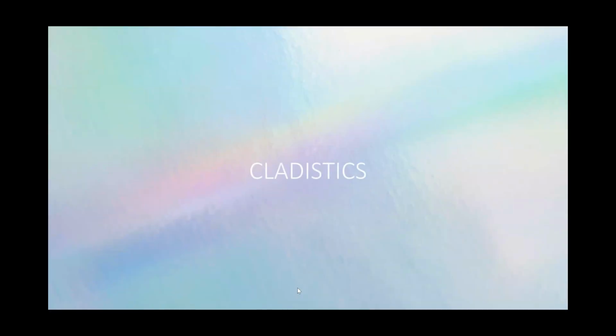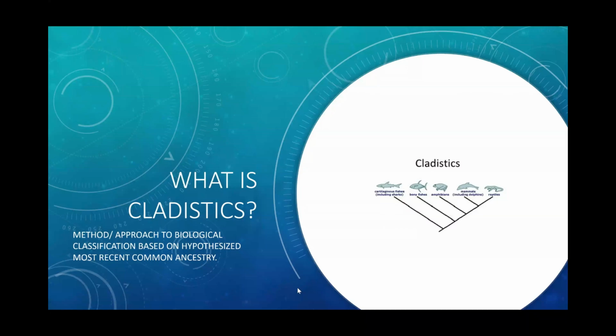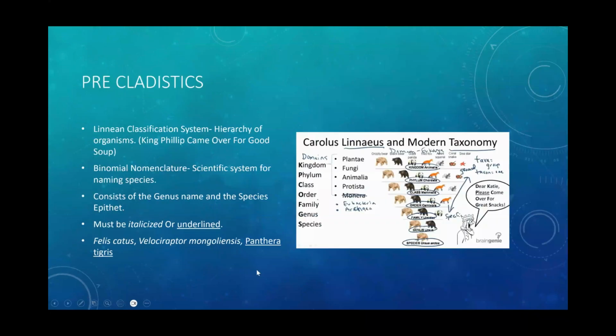Next, we'll be talking about cladistics. What is cladistics? It's the method or approach to biological classification based on a hypothesized or most recent common ancestry. Here's an example of a cladogram.